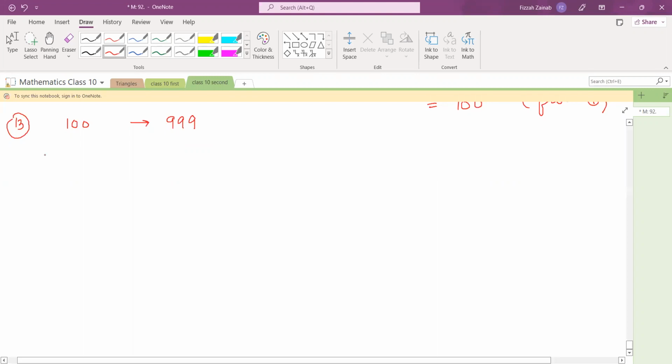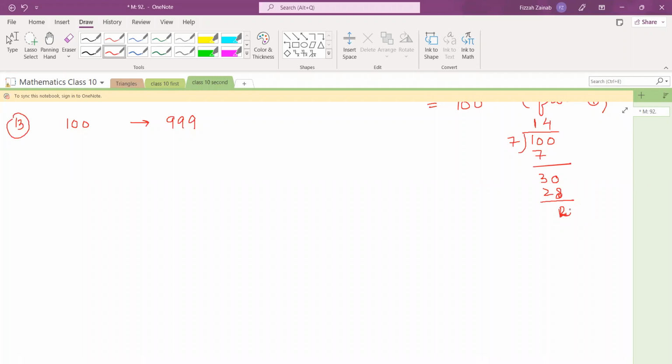Let me check which is the first 3-digit number which is divisible by 7. So let's check if 100 is divisible by 7 or not. 7 into 1 is 7. Then I get 3 and 30. Then 7 into 4 is 28. And then I get 2. Have I done it right? So 100 is not divisible. I am getting a remainder of 2.